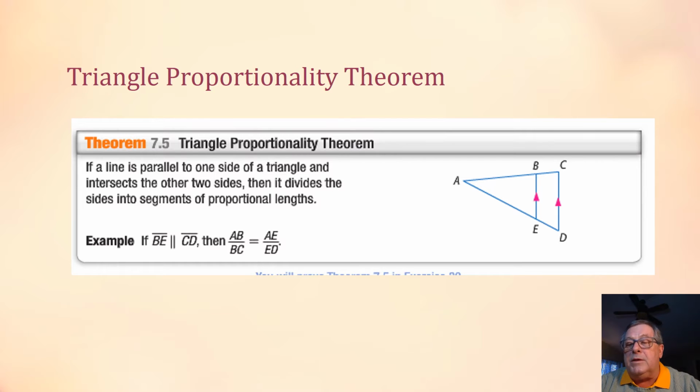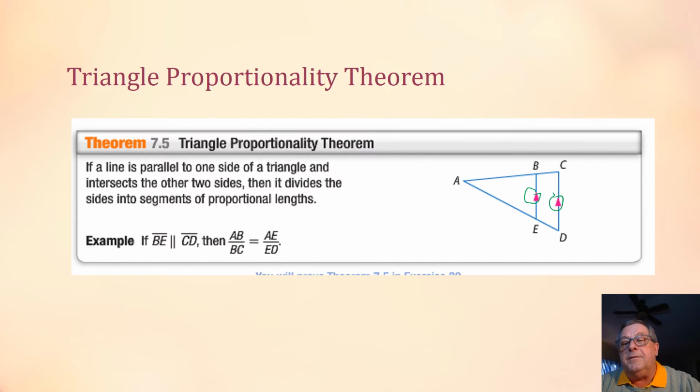So in this triangle that we see here over on the right, we can determine that we do have two parallel lines. We've got one parallel line to one side of the triangle. We've got the CD side, and then we have this BE line that is parallel to it. And they intersect the other two sides, AD and AC. And then it divides those two sides into segments of proportional length.